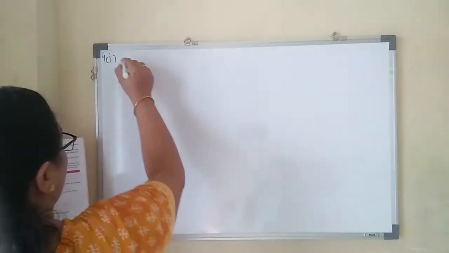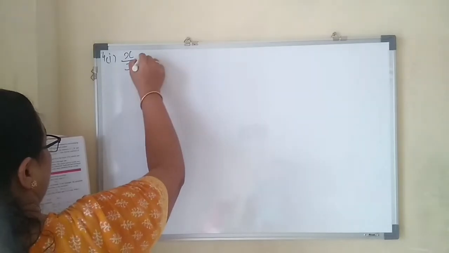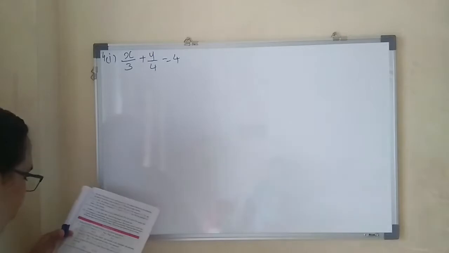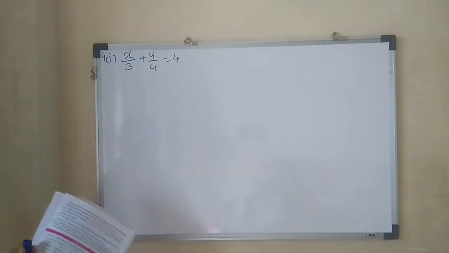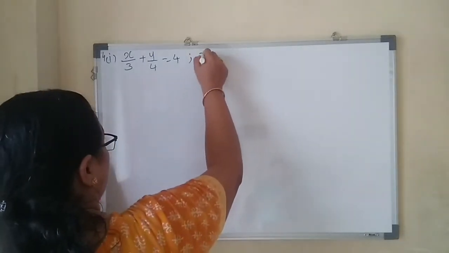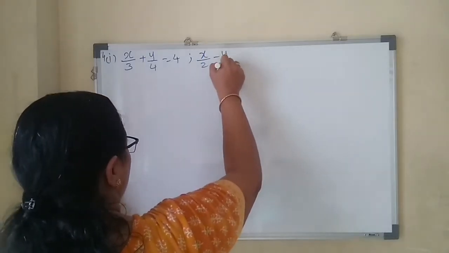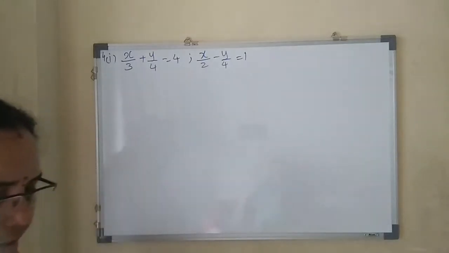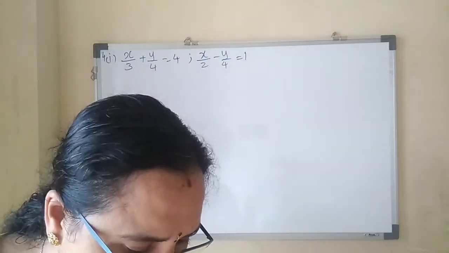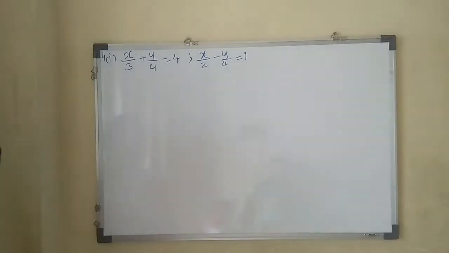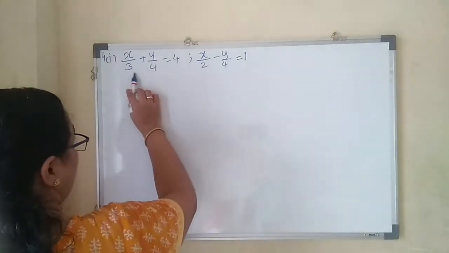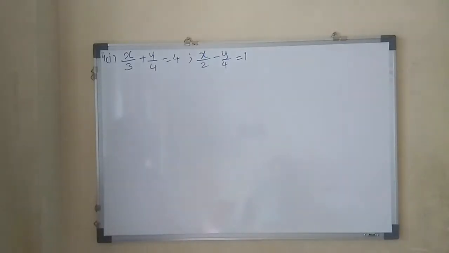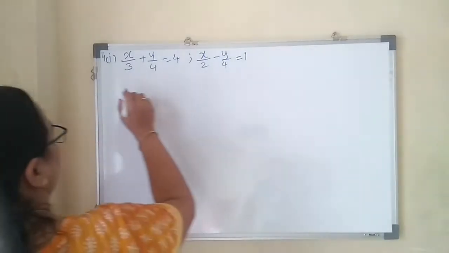First one: x upon 3 plus y upon 4 equals 4. This is the equation given, and one more given is x upon 2 minus y upon 4 equals 1. Having a denominator is not very good, so we get rid of the denominator first. To get rid of the denominator, check the LCM of 3 and 4. The LCM of 3 and 4 is 12. The LCM of 2 and 4 is 4.